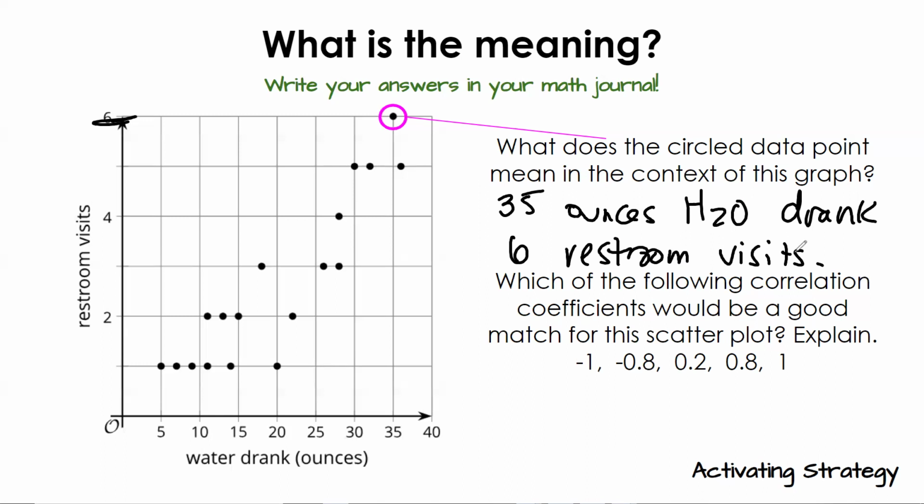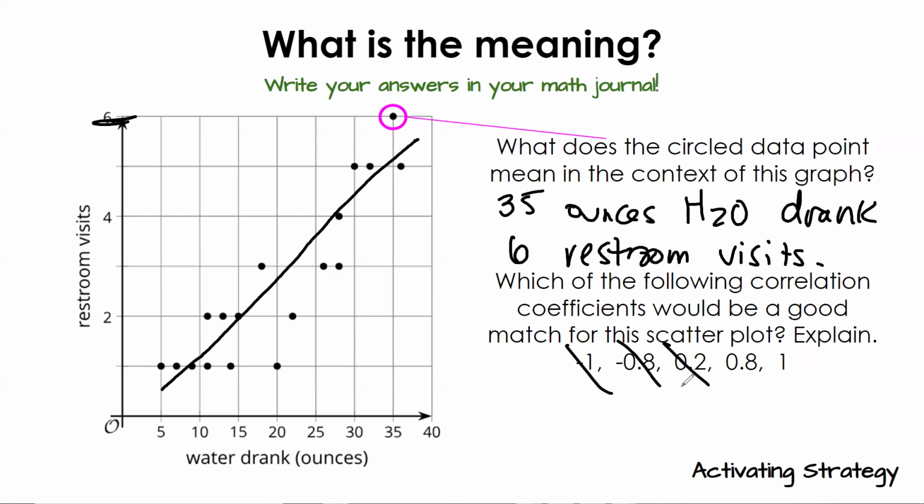Okay. So which of the following correlation coefficients would be a good match for this scatter plot? Is it positive or is it negative? Positive. Okay, so we can go ahead and get rid of these negative correlation coefficients. Is it close together or is it kind of spread out? Is it more towards the line? Yes. Okay, so it's not going to be that 0.2.